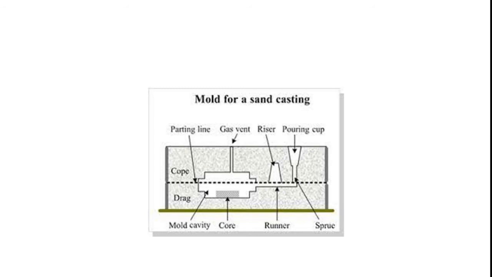Finally, the mold for sand casting. Here we make the mold cavity with the aid of the pattern. After that, the pouring cup, which is used to pour the molten metal into the mold cavity, is called the sprue hole. Now you may be aware of how we make the sprue pin hole, which leads to the runner. After the runner, the mold cavity is filled with molten metal.